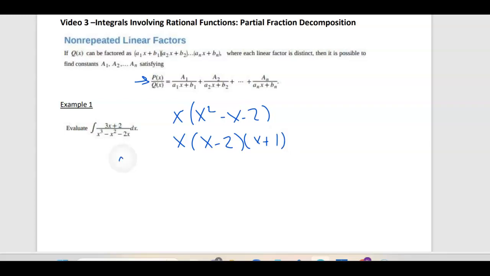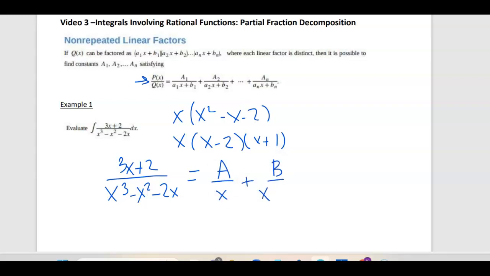That means that the rational function 3x plus 2 over x cubed minus x squared plus 2x must be equal to some number over x plus some other number over x minus 2 plus another number over x plus 1. And notice all of these are numbers. I use A, B, C instead of lots of different A's.